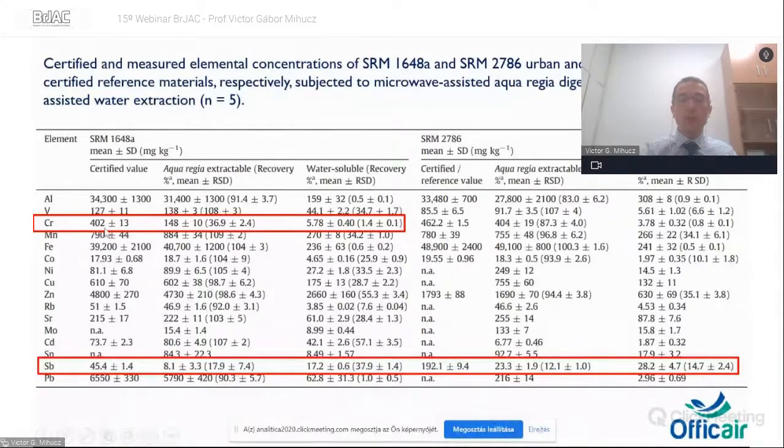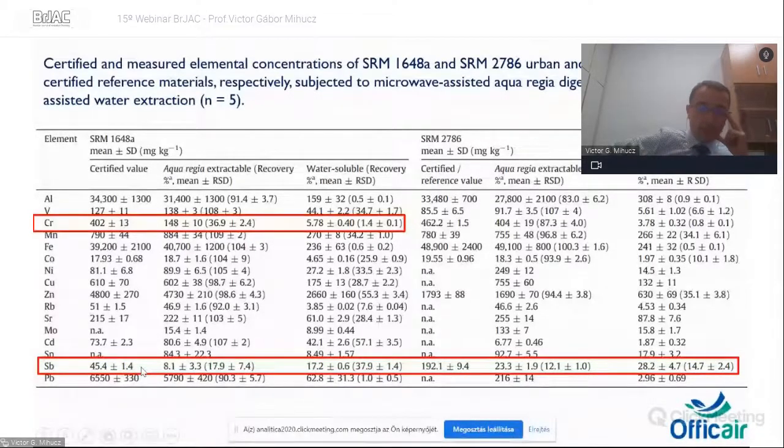The certified value was 402, and we did not get this back. We think that there's a type of chromium oxide in this SRM, in this certified reference material, that impeded its digestion, its solubilization or dissolution. In the case of the other certified reference material, it was interesting that we did not have this problem. And what was a big problem was antimony.